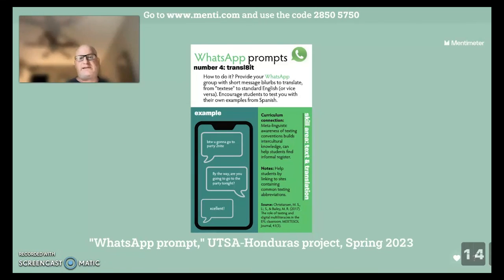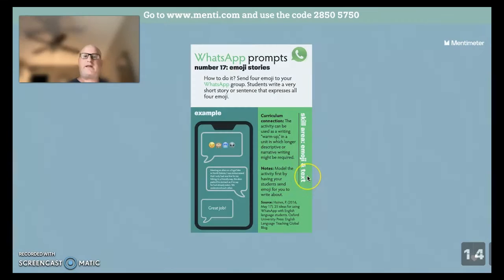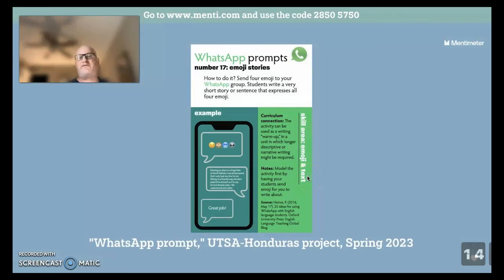This card, for example, is a translation activity in which you type in a message in textese or in shorthand form, and the respondent has to translate that into quote-unquote standard English. You can also do the reverse. You can provide a message in standard English and have them translate it into textese. This one here is for emoji stories. You provide 4 emojis, and the respondent has to respond with a sentence or a story of some kind that incorporates those 4 emojis in some way. There are actually a lot of these activities. There'll probably be about 25 or 30 of these prompting cards.